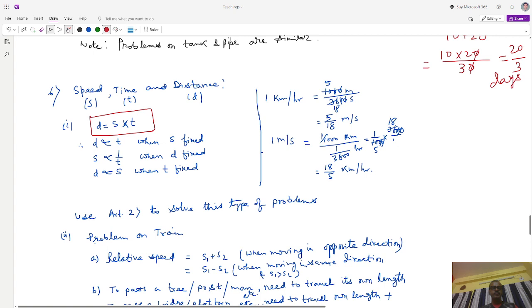This type of problem we may solve easily with the help of direct and inverse proportion. Already I have discussed this in article 2 in this video. Okay, two things.